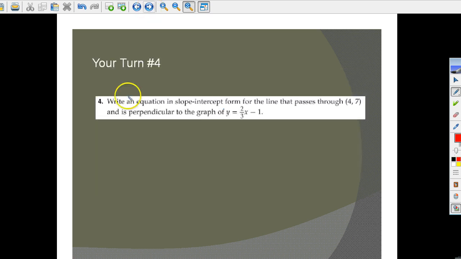Okay, so here's your turn number 4. Write an equation in slope-intercept form. That means y equals mx plus b. Okay, so your final answer should look like that in that format. For the line that passes through 4, 7, and is perpendicular to the graph of, so from here, the slope is 2 over 3. Perpendicular slope should be opposite reciprocal. It goes through 4 and 7. So write an equation that will look like this, using the perpendicular slope here, and goes through 4, 7.